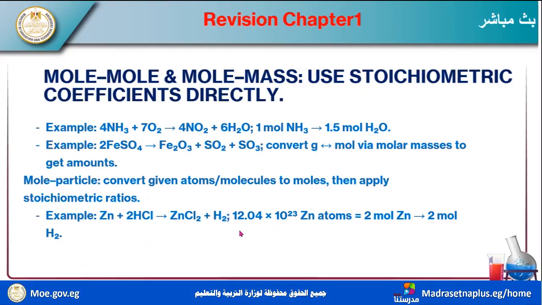Now we have 12.04 times 10 power 23. Okay, this is easy. You can find the number of moles here, equal to 2 moles of Zn. If you divide this number by the constant Avogadro's number, you will know the number of moles of Zn equals 2 moles. Okay, 2 moles.